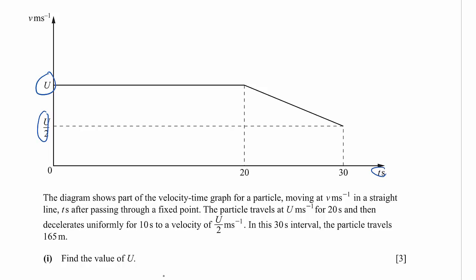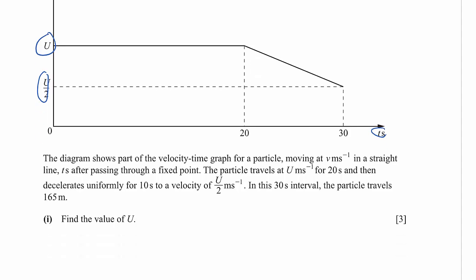In the 30-second interval, the particle travels 165 meters. Find the value of u. Well, the distance would be the area under this graph. So the rectangle has an area of 20u, and then we could do this as a trapezium, or we could do it as a triangle and another rectangle. Let's do it as another rectangle.